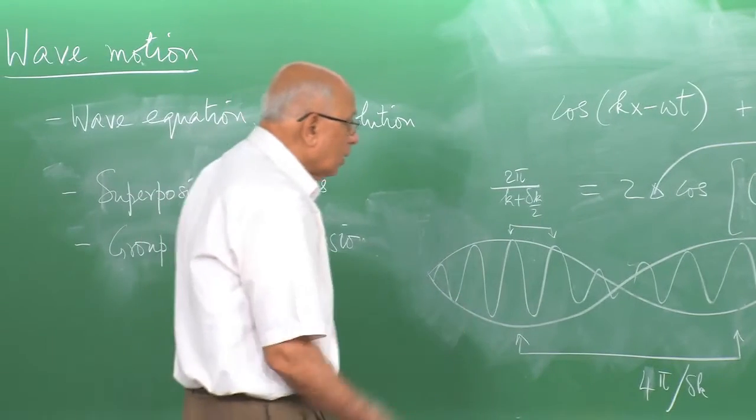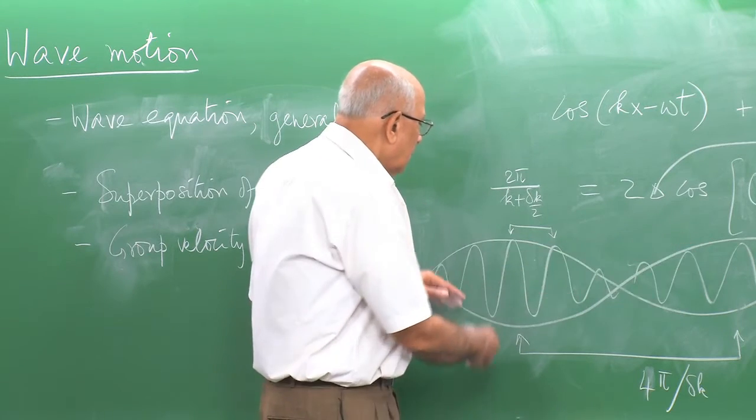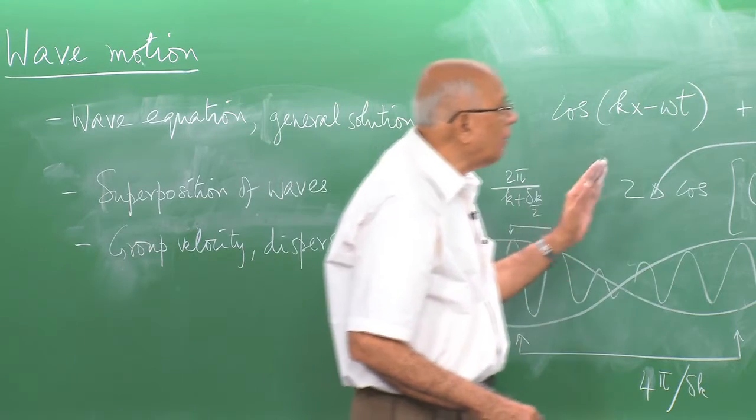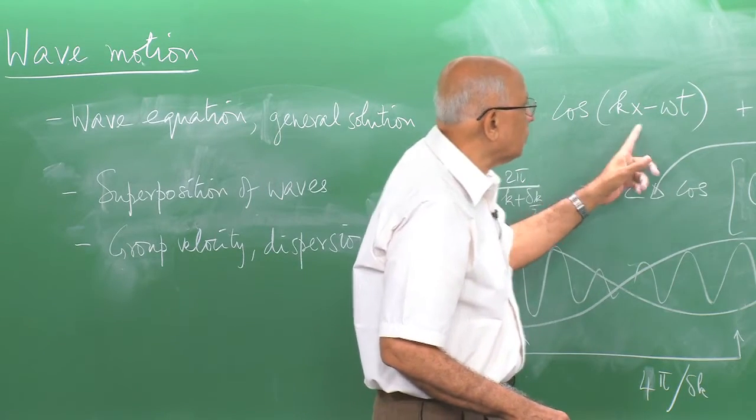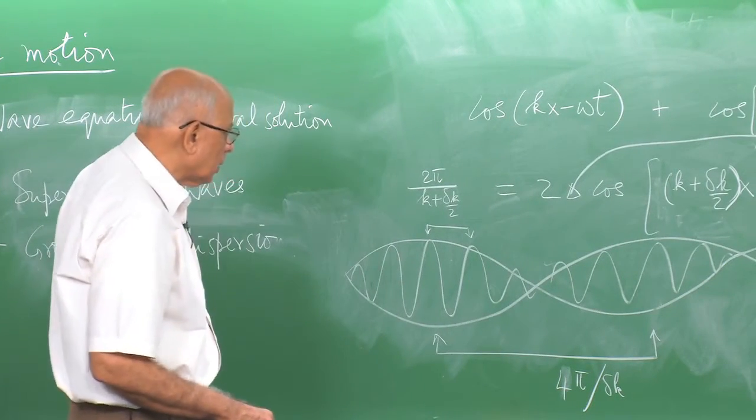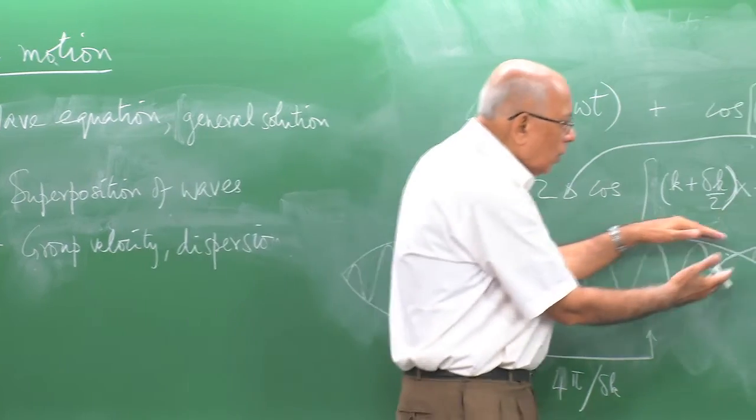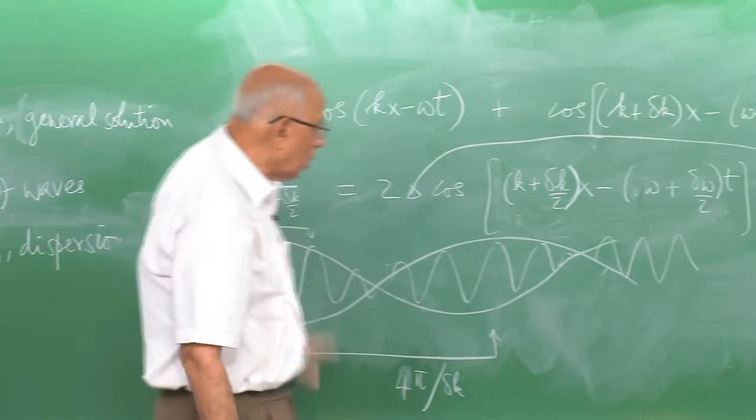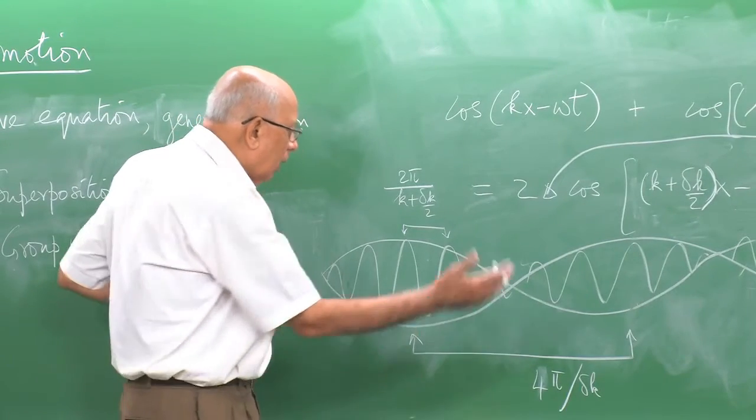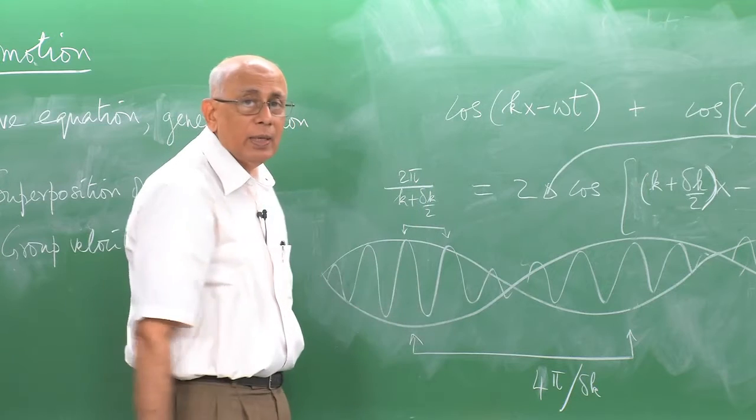So at a given instant of time the disturbance looks like this. In other words, there is the original oscillation whose wavelength is the average of the wavelengths of the two waves we have superposed, multiplied by an envelope function which has a much slower variation. It is also a travelling sinusoidal wave, but with a much longer wavelength than the original two waves individually had here.